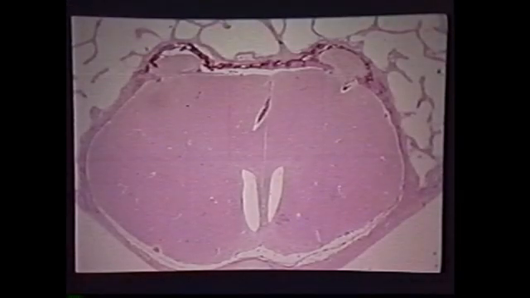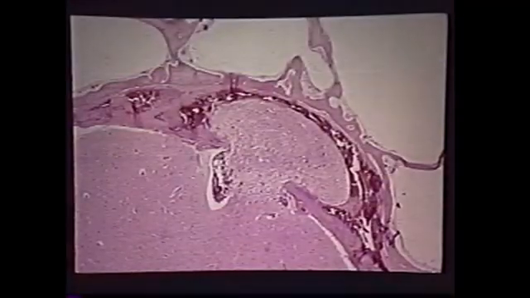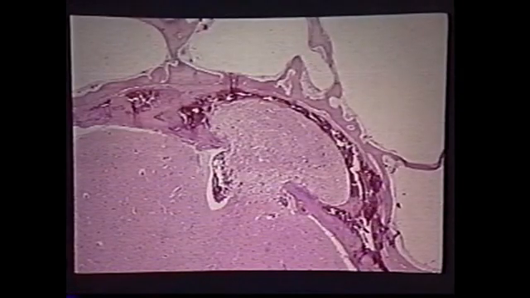Okay, I'm going to start with the nervous system. What you're looking at here is a chicken from a backyard flock. And what you see here is herniation of part of the cerebrum into the venous sinuses, into the cranium. Here is another view of that. It's part of the cerebrum herniating into the venous sinuses.